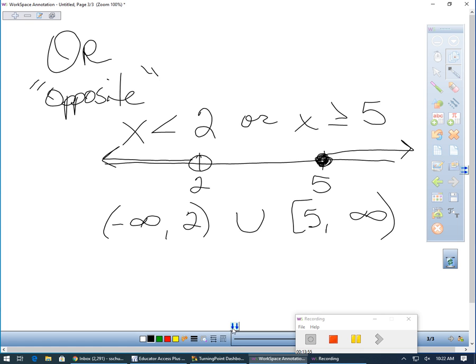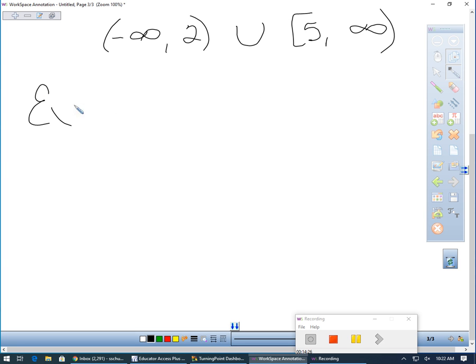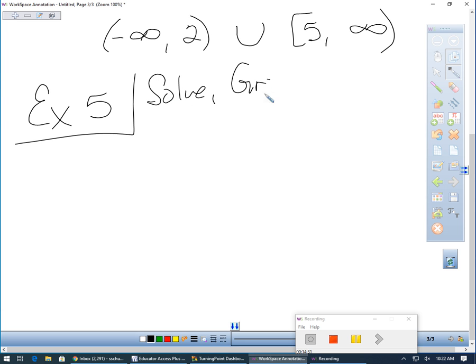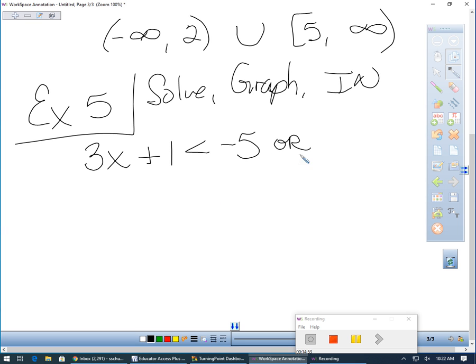Okay, good. So, here is example number 5 then. We're going to solve, graph, and write interval notation. Let's say I have 3x plus 1 is less than negative 5, or 2x is greater than or equal to 20.